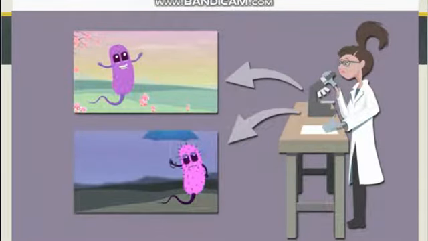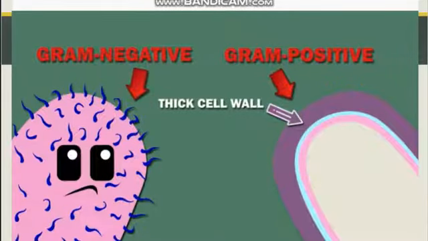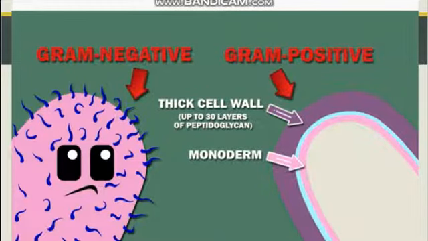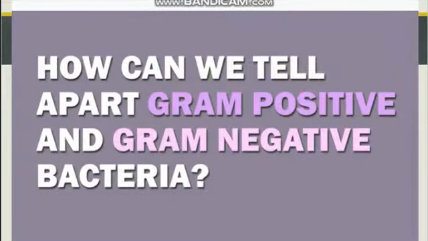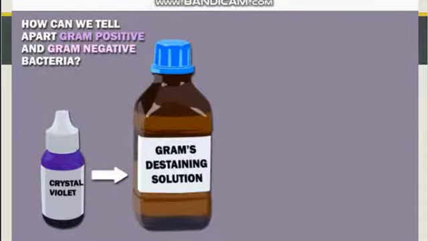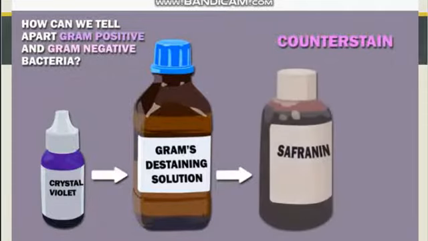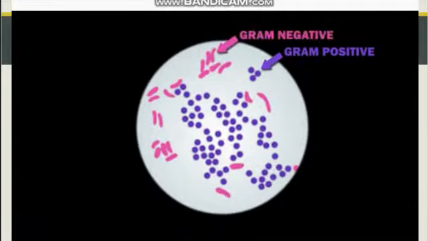Bacteria can be classified based on their reaction to the Gram stain, which identifies them as gram-positive or gram-negative, based on the chemical and physical properties of their cell walls. Gram-positive bacteria have a thick cell wall, which consists of up to around 30 layers of peptidoglycan. This cell wall surrounds a monoderm, which is a single plasma membrane. Gram-negative bacteria have a much thinner cell wall, consisting of a single layer of peptidoglycan. This layer of peptidoglycan is sandwiched between two lipid bilayer membranes called diderms. We can differentiate between gram-positive and gram-negative bacteria by dyeing them with crystal violet and then washing them with a decolorizing solution. Then a counterstain is added, for example, safranin or fuchsine. Gram-positive bacteria will retain the crystal violet dye and remain purple, while the gram-negative bacteria will be stained pink.